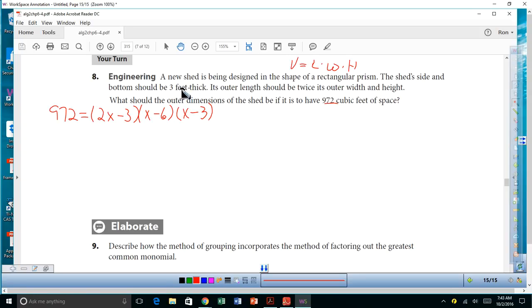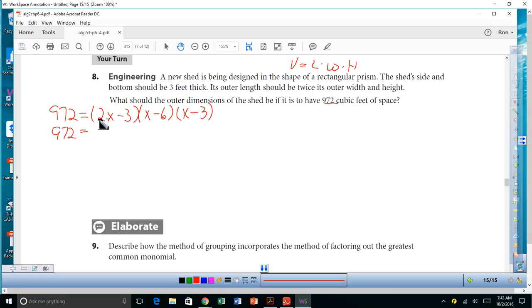Shed side and bottom should be 3 feet thick. That's the 3 and the 3. Its outer length should be twice its outer width and height. That's the 2x. All right, good. So that looks right. Let's do the arithmetic here.